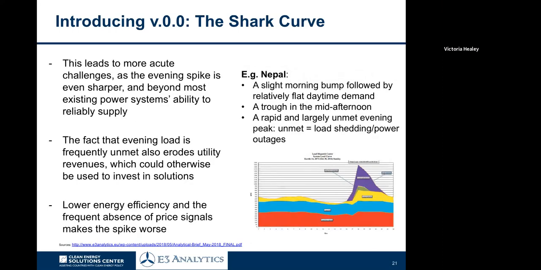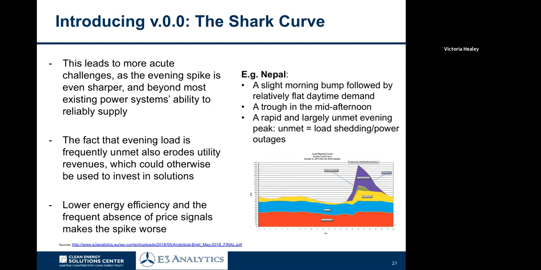So the evening spike is even sharper, and it's beyond most utilities' ability to meet. The fact that evening load is frequently unmet also has the effect of eroding utility revenues, which utilities could use in order to invest in solutions. But because that evening shark fin is basically lost through load shedding, that revenue isn't there. And that creates, in a way, its own set of challenges. So there's a bit of a chicken and egg problem.